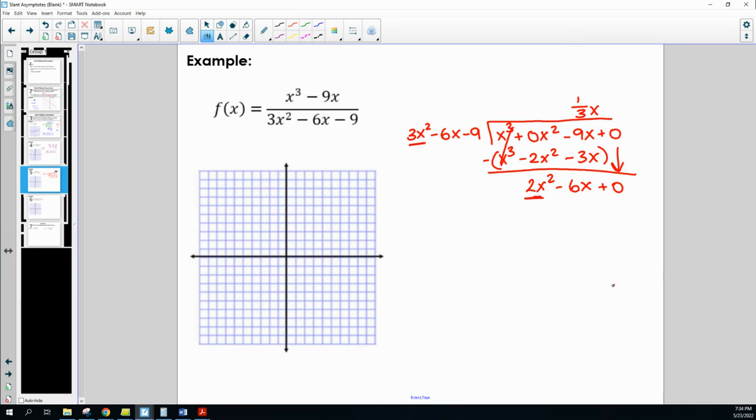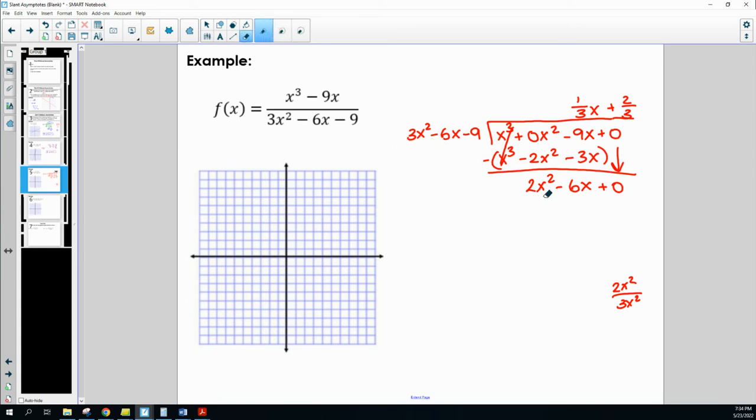Okay, so again, look at the first terms, 3x squared and 2x squared. If you're not sure, set it up, 2x squared over 3x squared. The x squareds will cancel out, and we're left with just 2/3. So here's going to be plus 2/3. That's supposed to be a 3 if you can't see.